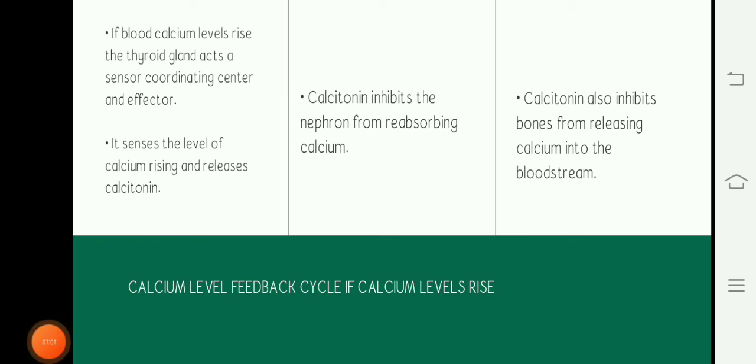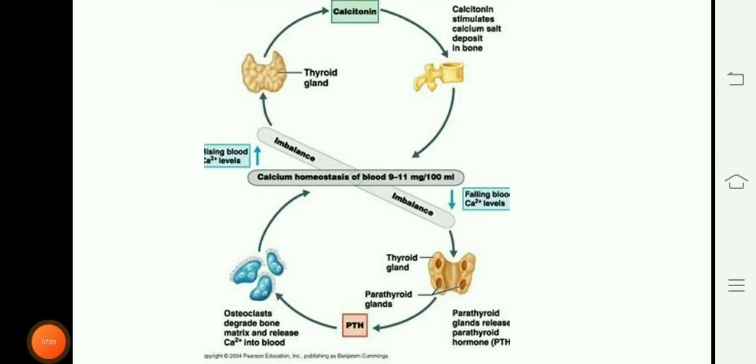Calcium level feedback cycle if calcium levels rise. If the blood calcium level rises, the thyroid gland acts as sensor, coordinating center, and effector. It senses the level of calcium rising and releases calcitonin. Calcitonin inhibits the nephron from reabsorbing calcium. Calcitonin also inhibits bones from releasing calcium into the bloodstream.